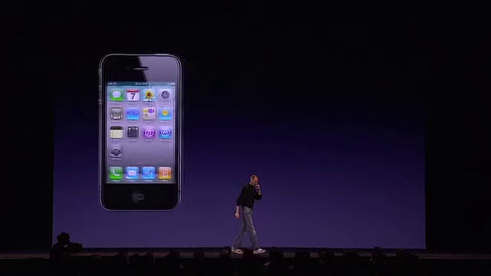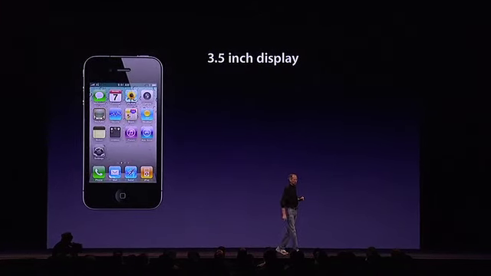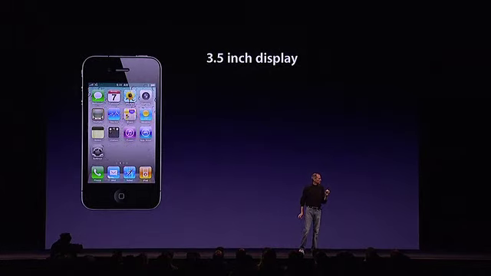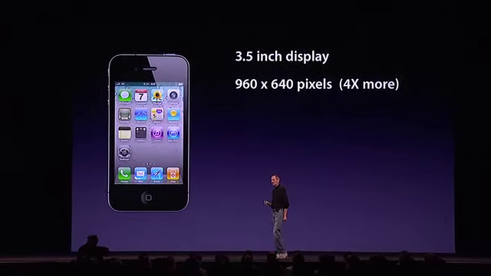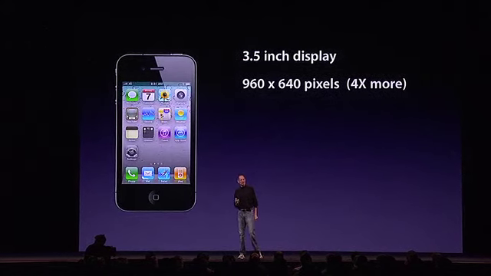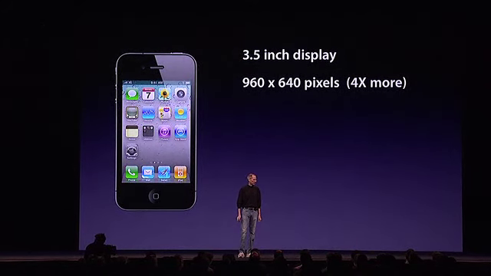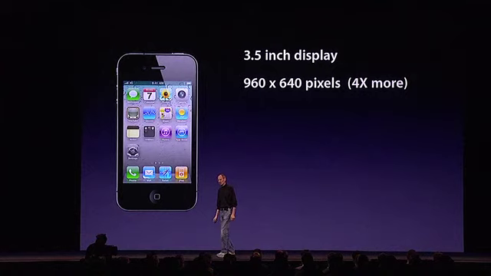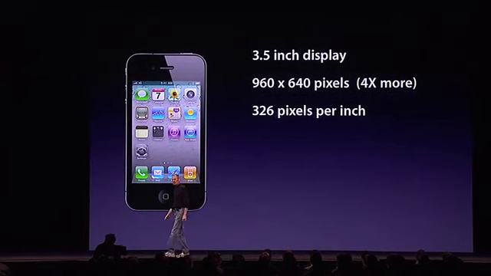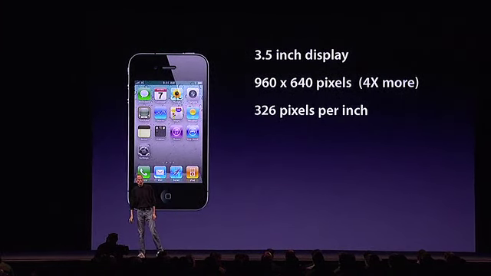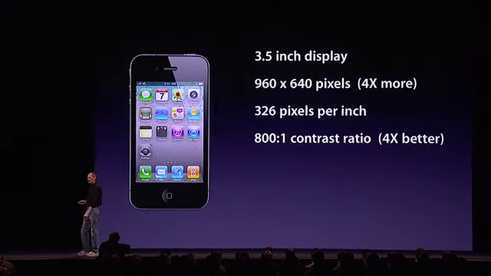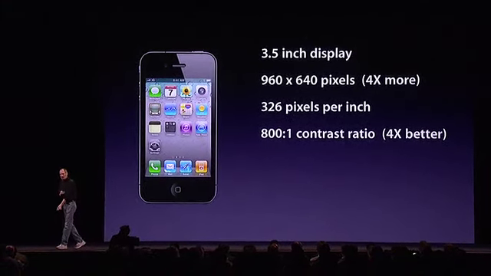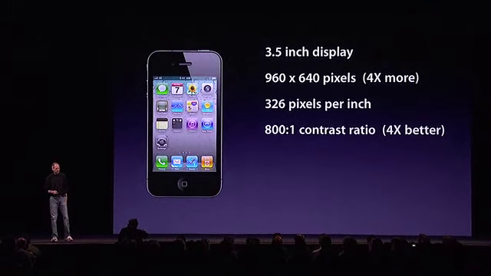So, the Retina display. 3.5 inches, the same size as the iPhone 3GS, yet with 960 by 640 pixels. That's 4 times more pixels than the iPhone 3GS. 326 pixels per inch, an 800-to-1 contrast ratio, which is, again, 4 times better than the 3GS.